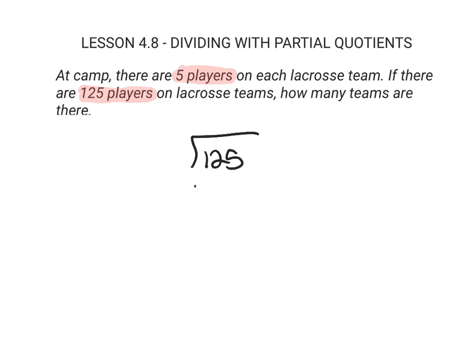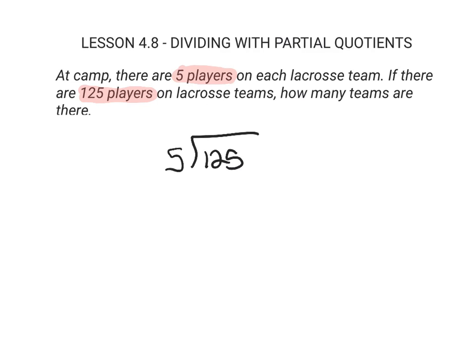125, remember, 125 players. I want to make teams of 5. How many teams am I going to have? That's what it's asking us, and that's division. So this can be a little harder to think about, right?